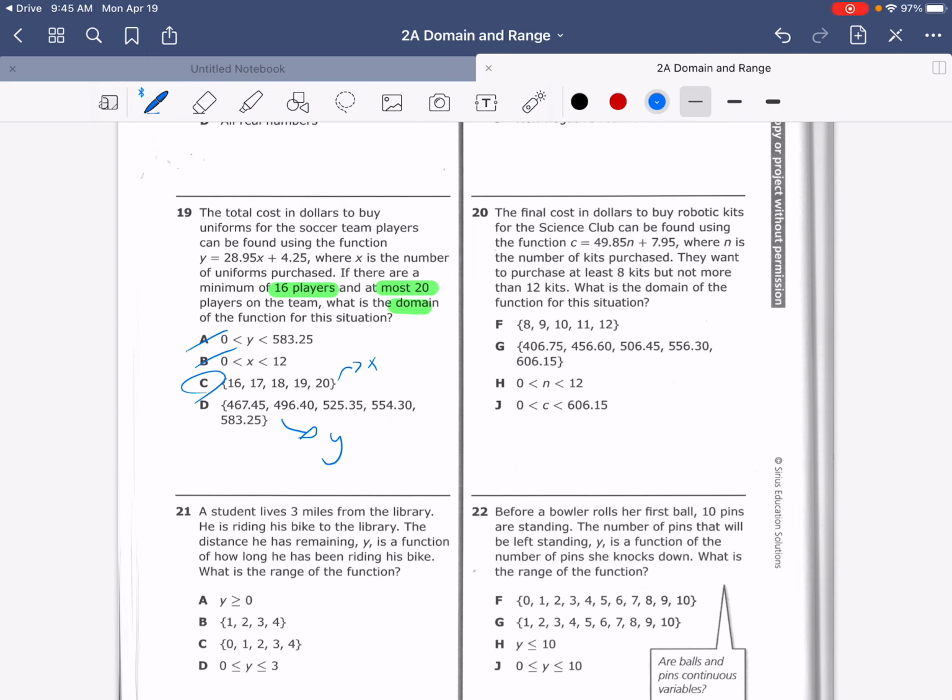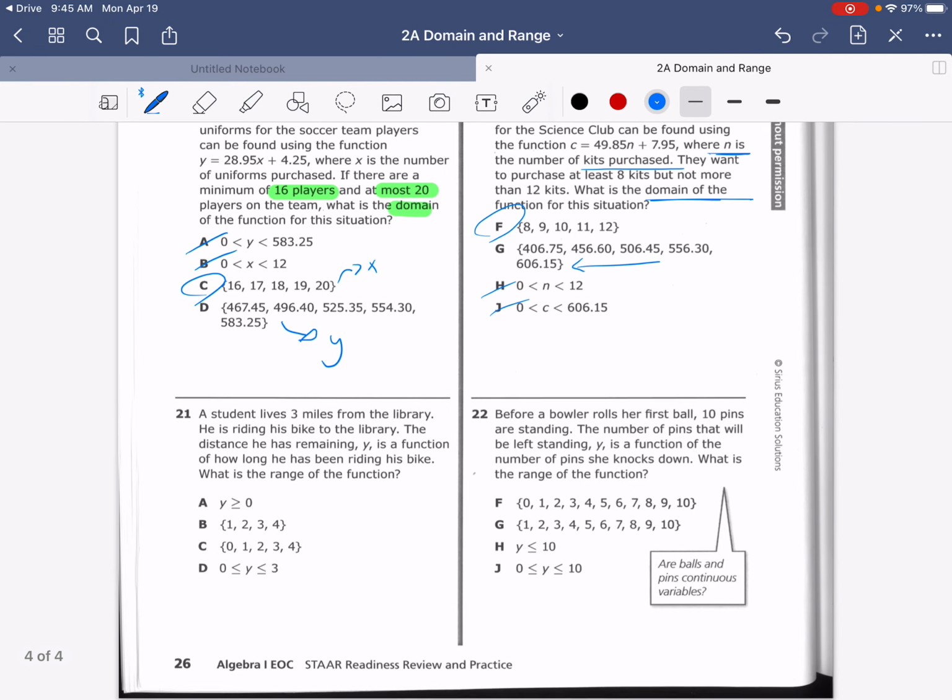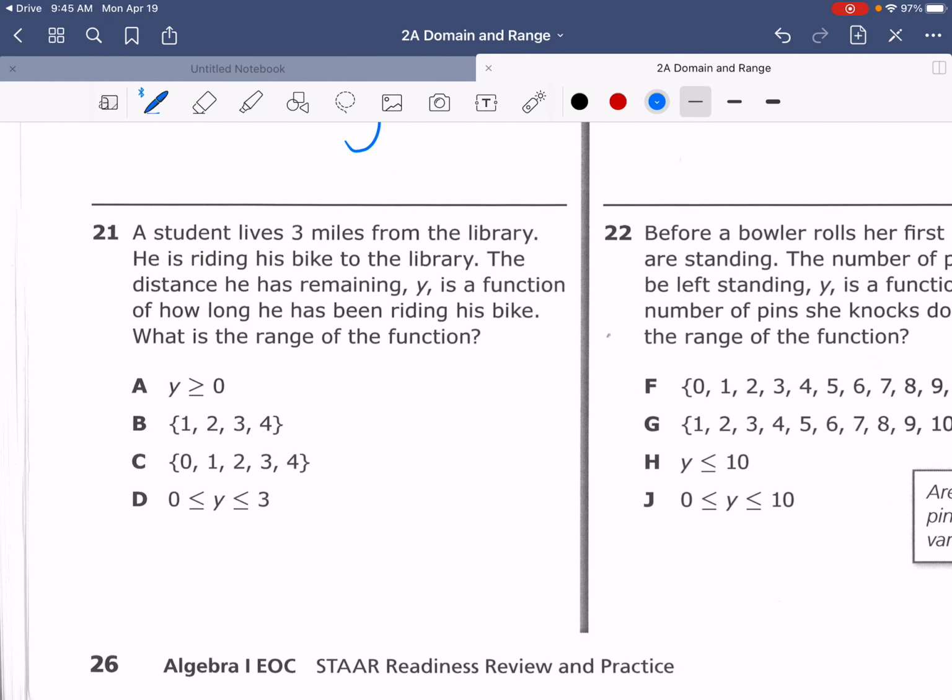Question number 20. If you look at it, N represents the number of kits purchased. So can you have 1.5 kits? Can you buy 3.5 kits? No. So you can get rid of this. It's going to be either F or G. What's the question asking? Domain or range? Domain. So it's going to be this. If it was asking for the range, you should have this one, because the range, the C value, should be the price. All right, here we go.